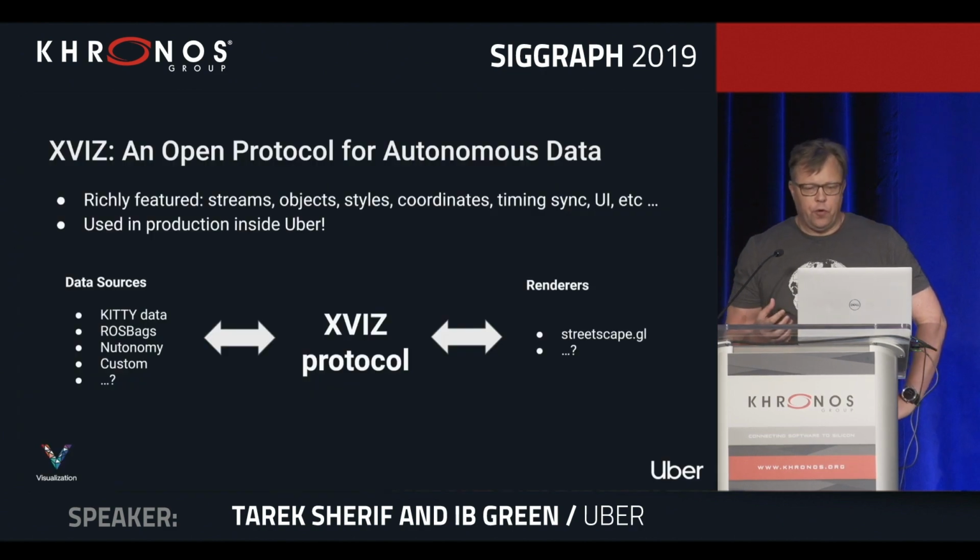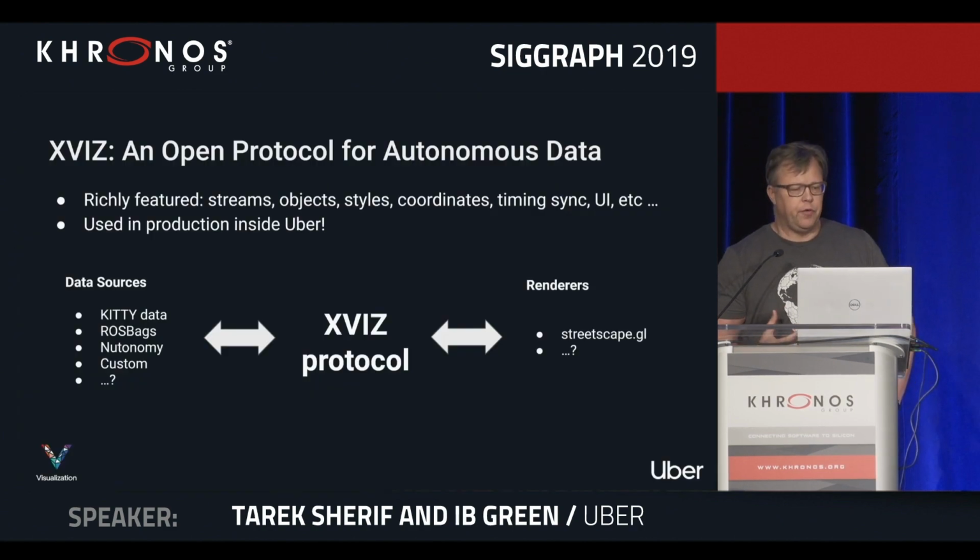A cool thing about this solution is that we are very committed to this. We believe that collaboration in the autonomous industry would be a huge benefit to everyone, and certainly for Uber. We have made a push to open up our protocol, which we call XVIS. It's an open protocol for autonomous data that we're trying to see if we can move towards a standard. It's very richly featured with the kind of primitives that you would need in this type of visualization.